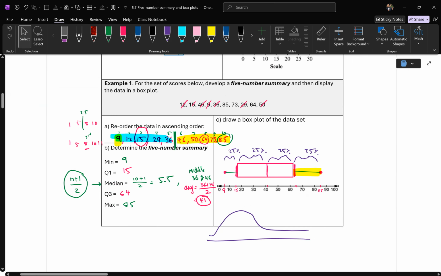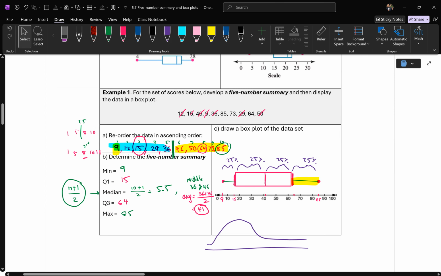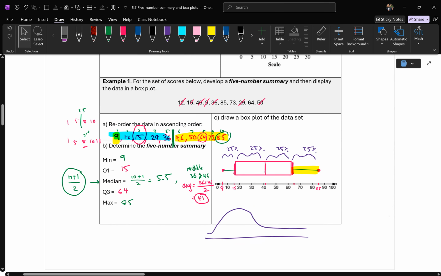Okay? All right, team. That was your 5-number summary. So let's do one last example. Just flip over the page, and then I'll let you guys do your work.